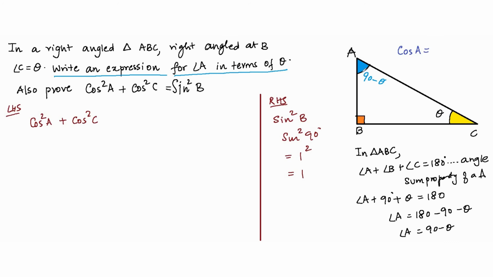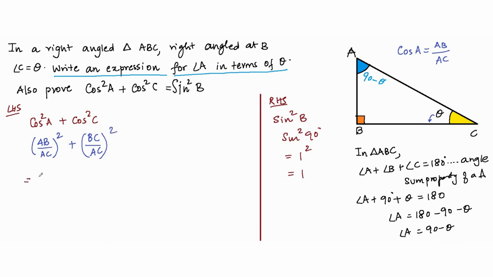When I am trying to find cos A, it is basically the adjacent side to angle A, that's AB, divided by the hypotenuse, AC. So cos A becomes AB divided by AC, the whole square, plus cos C. Cos of this angle C is going to be the adjacent side, that's BC, divided by the hypotenuse again, which is AC, the whole square.